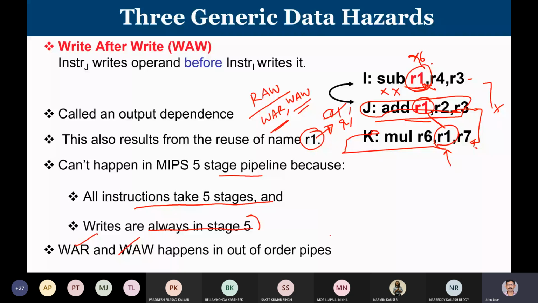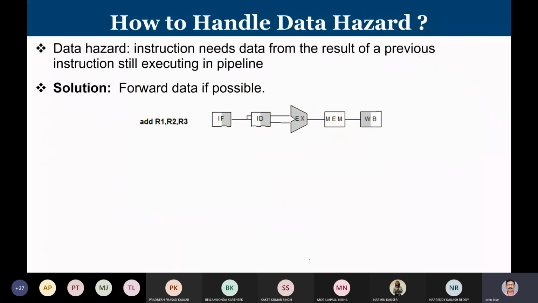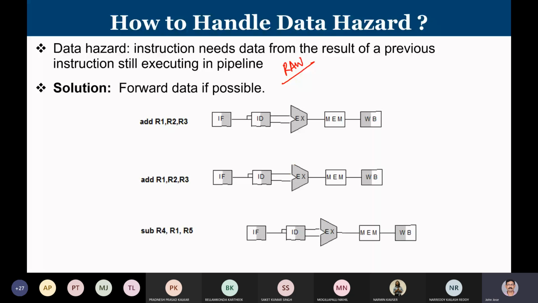Now, how to handle data hazards? A data hazard means an instruction needs data from the result of a previous instruction. So for the time being, we are only going to handle RAW hazards. The other two are not to be handled today. We will deal with them as and when such a scenario happens. Now think of a case where I have two instructions: add R1, R2, R3, and the next one is sub R4, R1, R5.